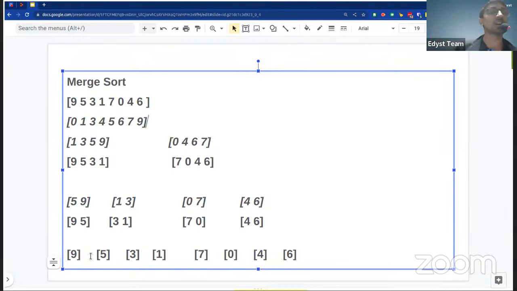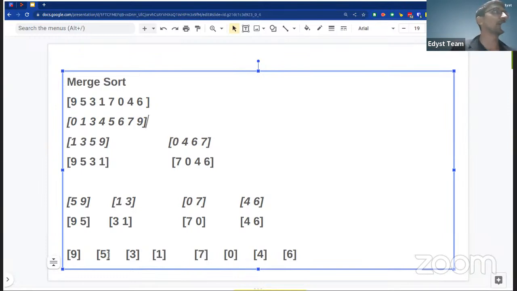When 9 is already sorted, 5 is already sorted, when I combine them, I get 5, 9. Same thing, 3, 1 already sorted, combine them, I get 1, 3. Then I get 0, 7, I get 4, 6. Now 5, 9 and 1, 3 I will combine. I got 1, 3, 5, 9. 0, 7 and 4, 6 I combine. I got 0, 4, 6, 7. And these two when I combine, I get 0, 1, 3, 4, 5, 6, 7, 9.